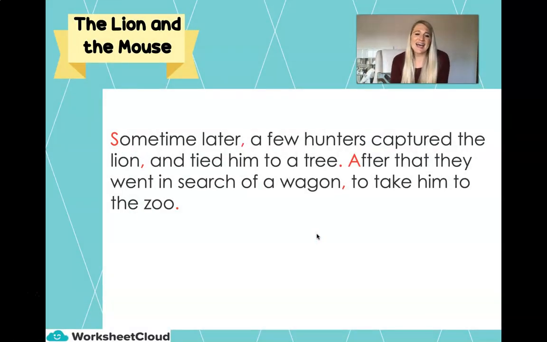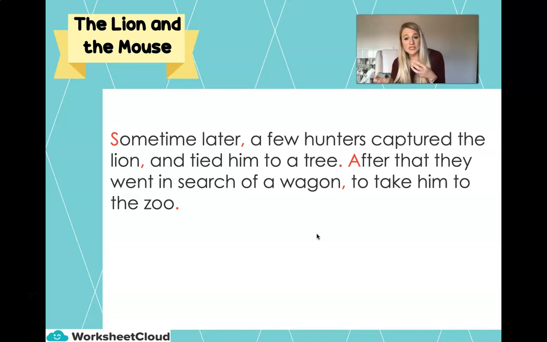Right. Again, starting off with the capital letter, sometime later, comma, a few hunters captured the lion, comma, and tied him to a tree. So look at our clauses. Sometime later, comma, so that is an adverb of time, giving me a sense of time. So sometime later, a few hunters captured the lion, comma, and tied him to a tree. So it's still talking about the lion, but it is a different clause.